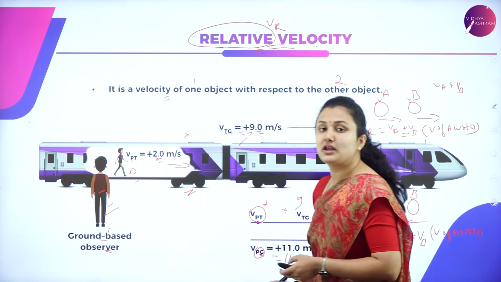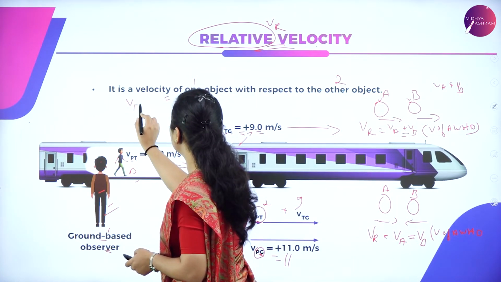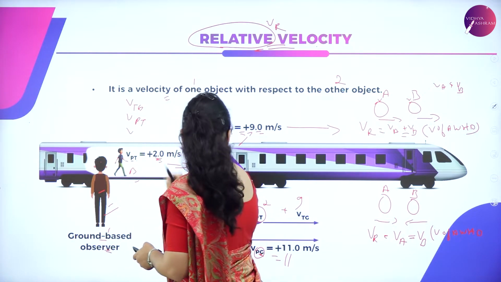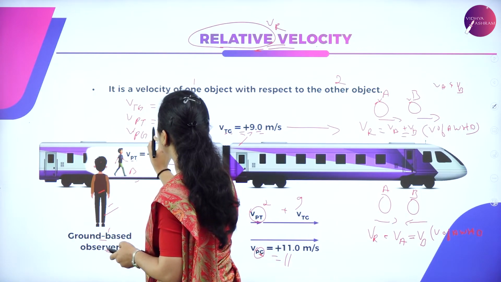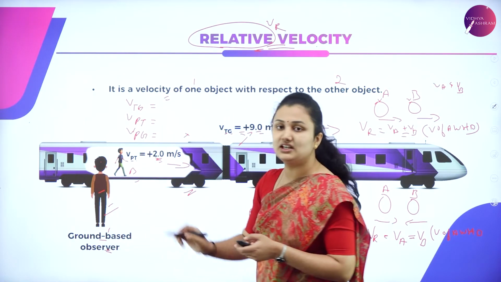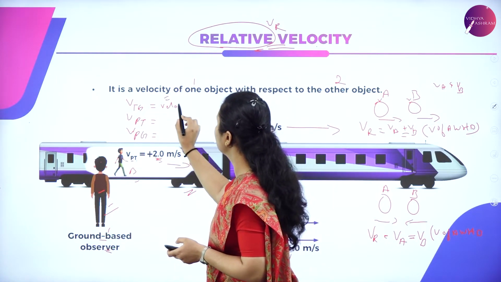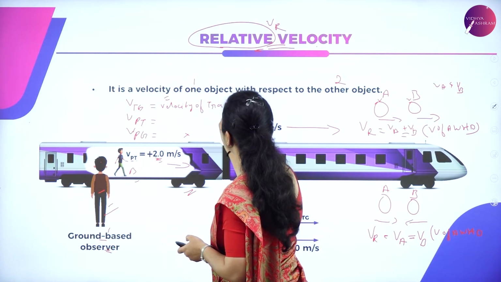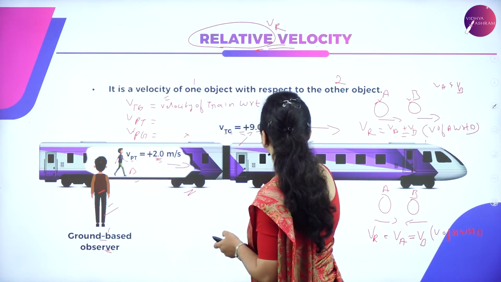In this train example, you can see three terminologies: VTG, VPT, and VPG. So what do VPT, VPG and VTG mean? This is the velocity of train with respect to ground.